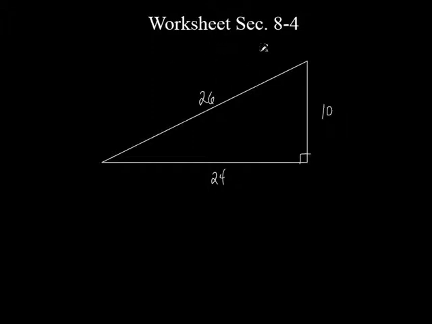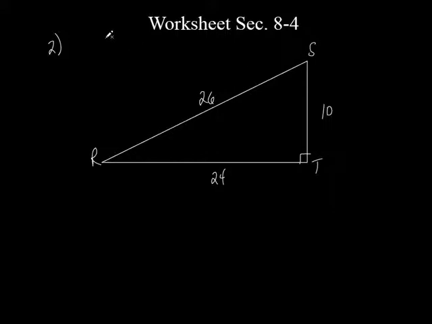Alright, so this is worksheet 8.4, and we're doing number 2 right now. It gives you a right triangle, tells you all three sides, and asks for the sine, cosine, and tangent of a couple different angles. They call this angle R, this is S, and this is T. They want you to find the sine, cosine, and tangent of angle R, and the sine, cosine, and tangent of angle S.